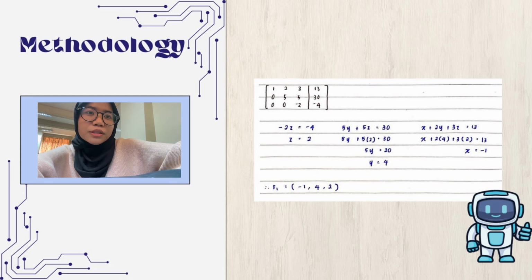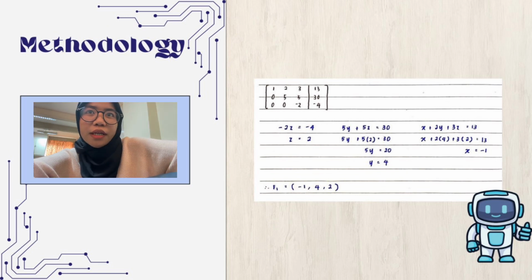Lastly, we solve the upper triangular system by using back substitution. From the third row, we solve for z and get z equals 2. Then we substitute z equals 2 into the second row to solve for y, and we get y equals 4. Lastly, we substitute y equals 4 and z equals 2 into the first row to solve for x, and we get x equals negative 1.